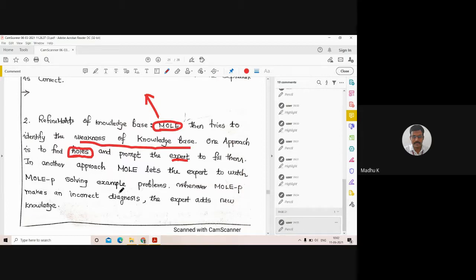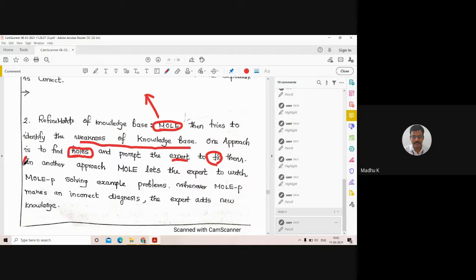In another approach, MOLE lets the expert watch MOLE-p solving an example problem. Whenever MOLE-p makes an incorrect diagnosis, the expert adds new knowledge. There are two approaches to refine the knowledge base. One is that MOLE itself finds missing information, holes or errors in the knowledge base, and then it will ask an expert to fill or correct it. That is one approach.